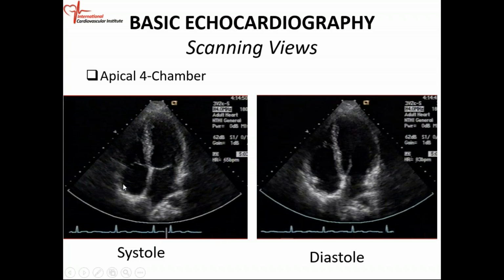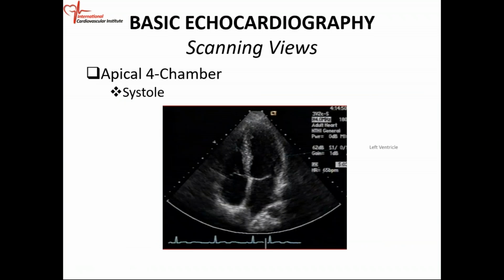Again, everything we do when we do echo is either systole or diastole. Systole is between the onset of the QRS and the end of the T wave. In systole, the mitral valve is closed and the aortic valve is open. In diastole, the mitral valve is open and the aortic valve is closed. You can see the mitral valve open here. So you have to know the structures that make up the apical four-chamber view. So these are the structures.